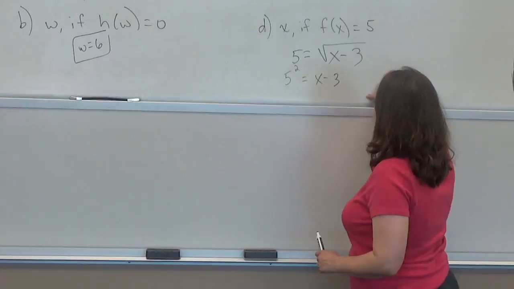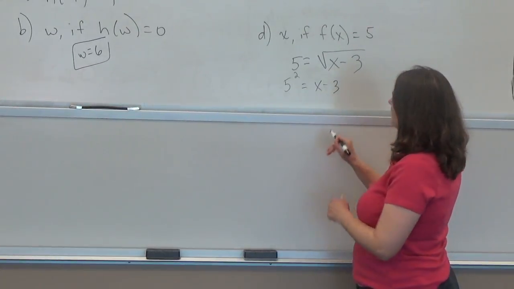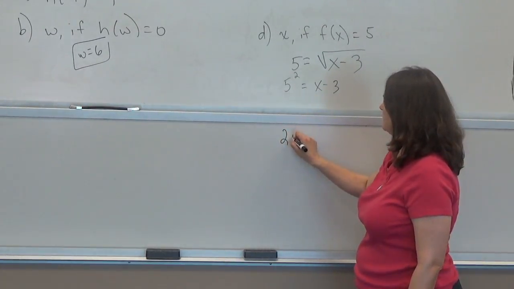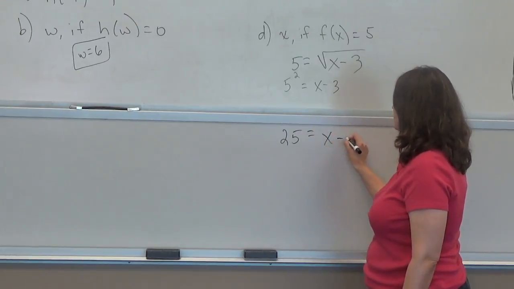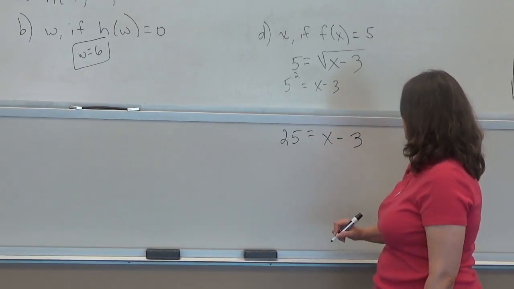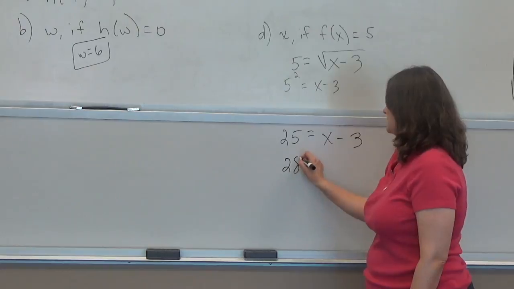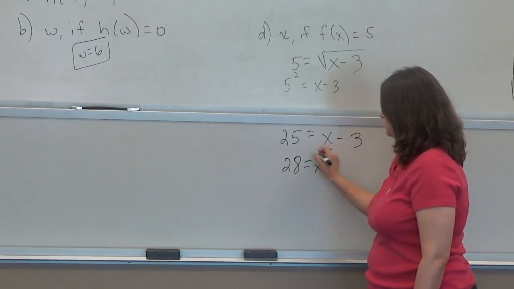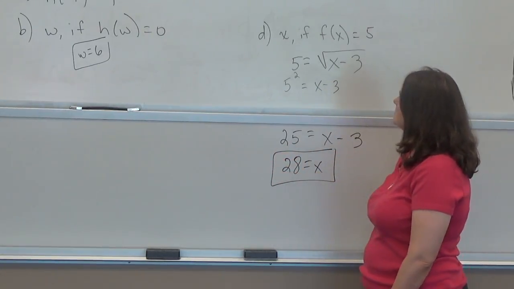Okay, so back here we simply squared both sides, and we've got 25 equals x minus 3. Add 3 to both sides, so 28 equals x. Okay.